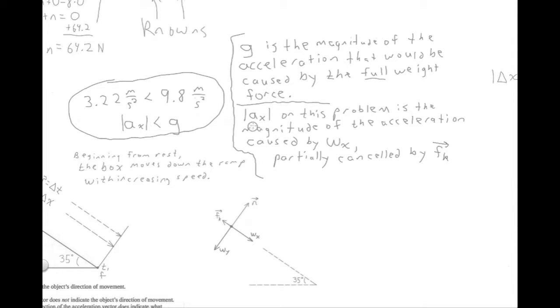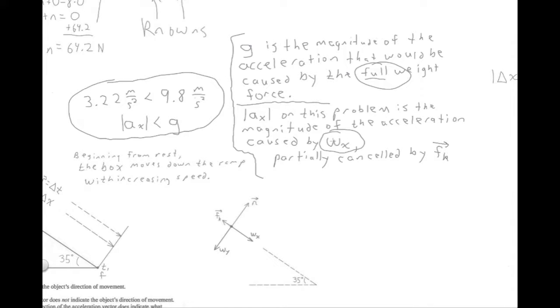But on this problem, the magnitude of a sub x, that represents the magnitude of the acceleration on this problem. Well, this acceleration on this problem is not being caused by the full weight force. A sub x on this problem is only being caused by w sub x. It's only being caused by one component of the weight force. So since a sub x is being caused only by a component of the weight force, that by itself would explain why a sub x on this problem would be less than the little g value that would apply to free fall.